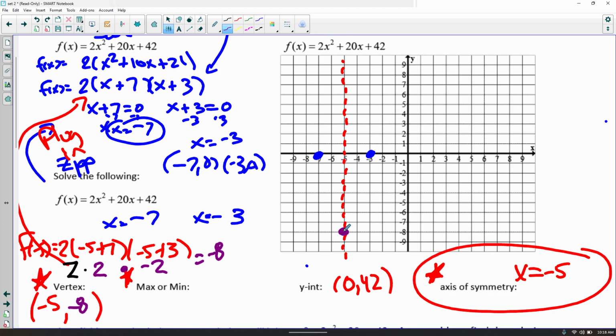Is it a max or a min there, Aubrey? Tell me. Max or min? It's a minimum. Correct. It's a minimum. And what's your minimum? We write it as what? -8 at x equals -5. See that, Peyton? Really, really easy.